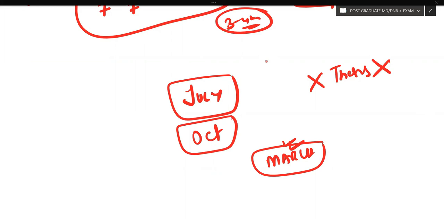Now, for example, because this is the rule by the NMC, at least 3 to 4 months, 5 months before the exam you have to submit. There's a deadline. If you don't submit, you will not be eligible for the exams. So the university cannot do otherwise. Okay. Any more doubts anyone is having?